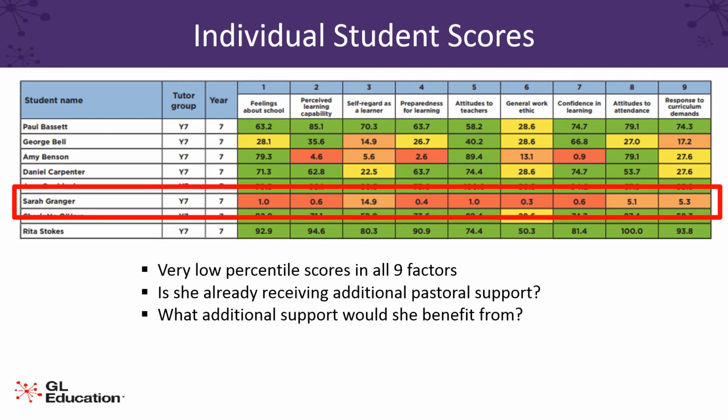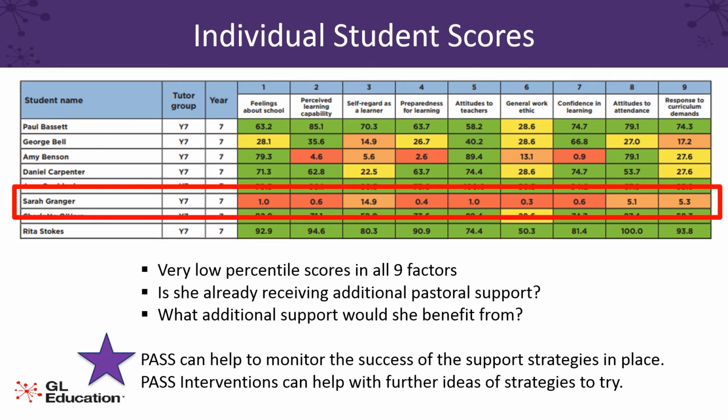You may have students like Sarah in your own school and may have already identified them as someone of concern, and she may be receiving additional support already. If so, consider if this is effective. What additional support would she benefit from?